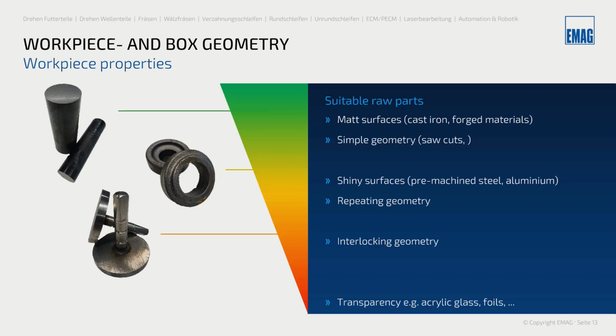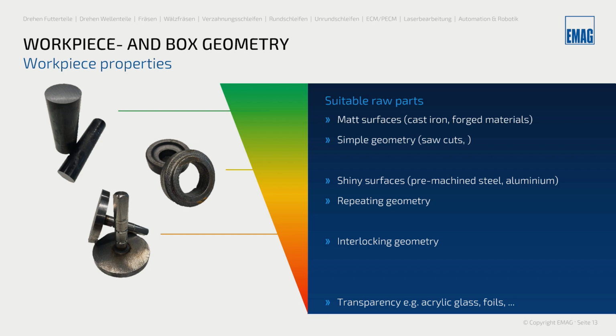We will talk now about the workpiece properties. We will discuss what raw parts are suitable for bin picking and where we will find the limits. Optimal are parts that have a matte surface, cast iron, forged materials, anything like that. And the simpler the geometry is, for example a saw cut, the better I can take the parts out.